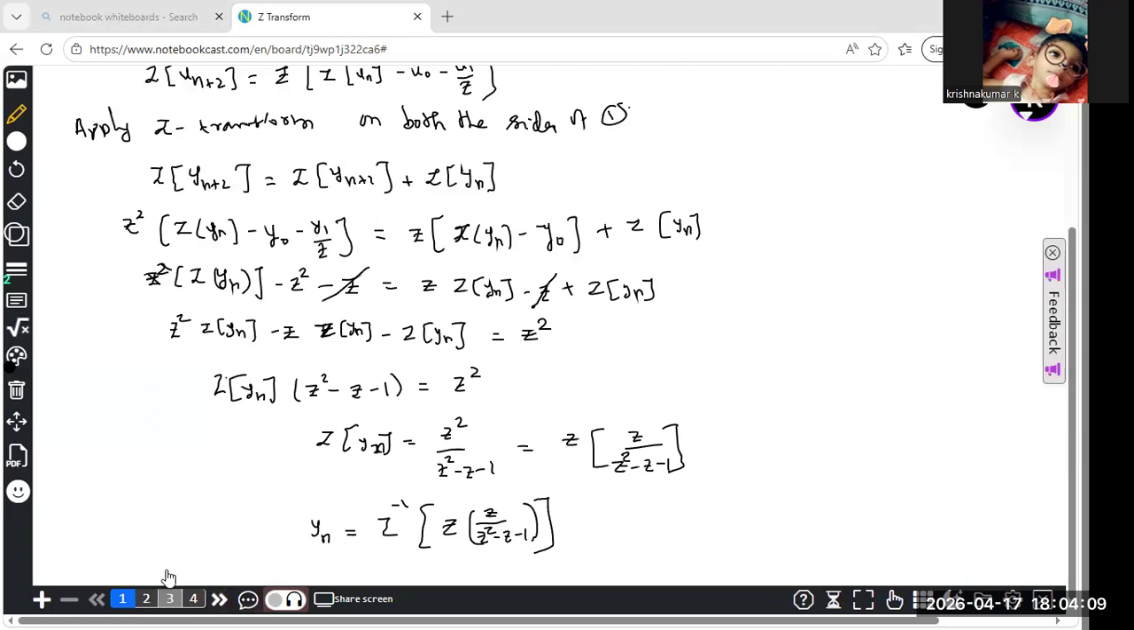Now look at this partial fraction. First I am going to find the partial fraction for this function, z by z square minus z minus 1. So first you factorize this expression.